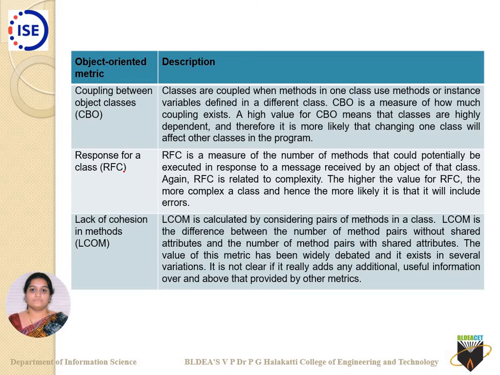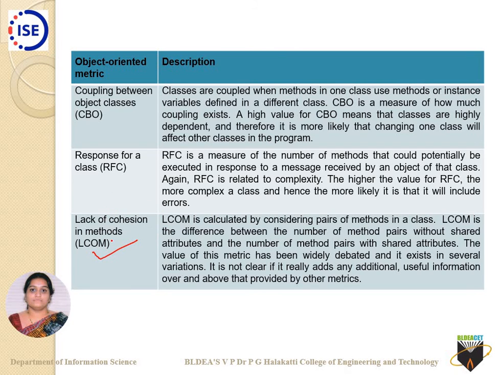Next, response for a class. RFC is a measure of the number of methods that could potentially be executed in response to a message received by an object of that class. So what responses are we getting? It is ultimately related to complexity. The higher the value of RFC, the more complex is the respective class I am using. And the last one is lack of cohesion in methods.